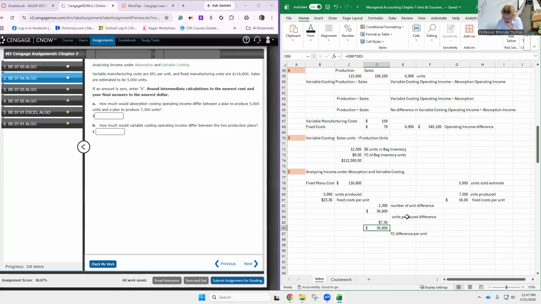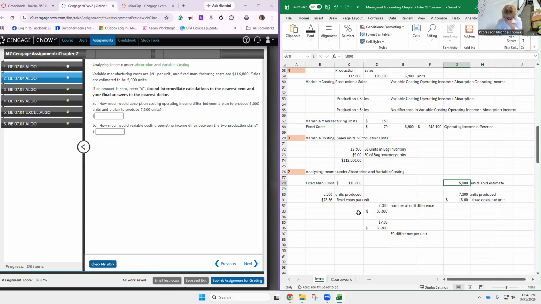Okay, so this is the difference between absorption costing income. All right, so this is saying between a plan to produce 5,000 units. So the first one, we're going to produce 5,000. So 5,000 and the amount sold will be the same.